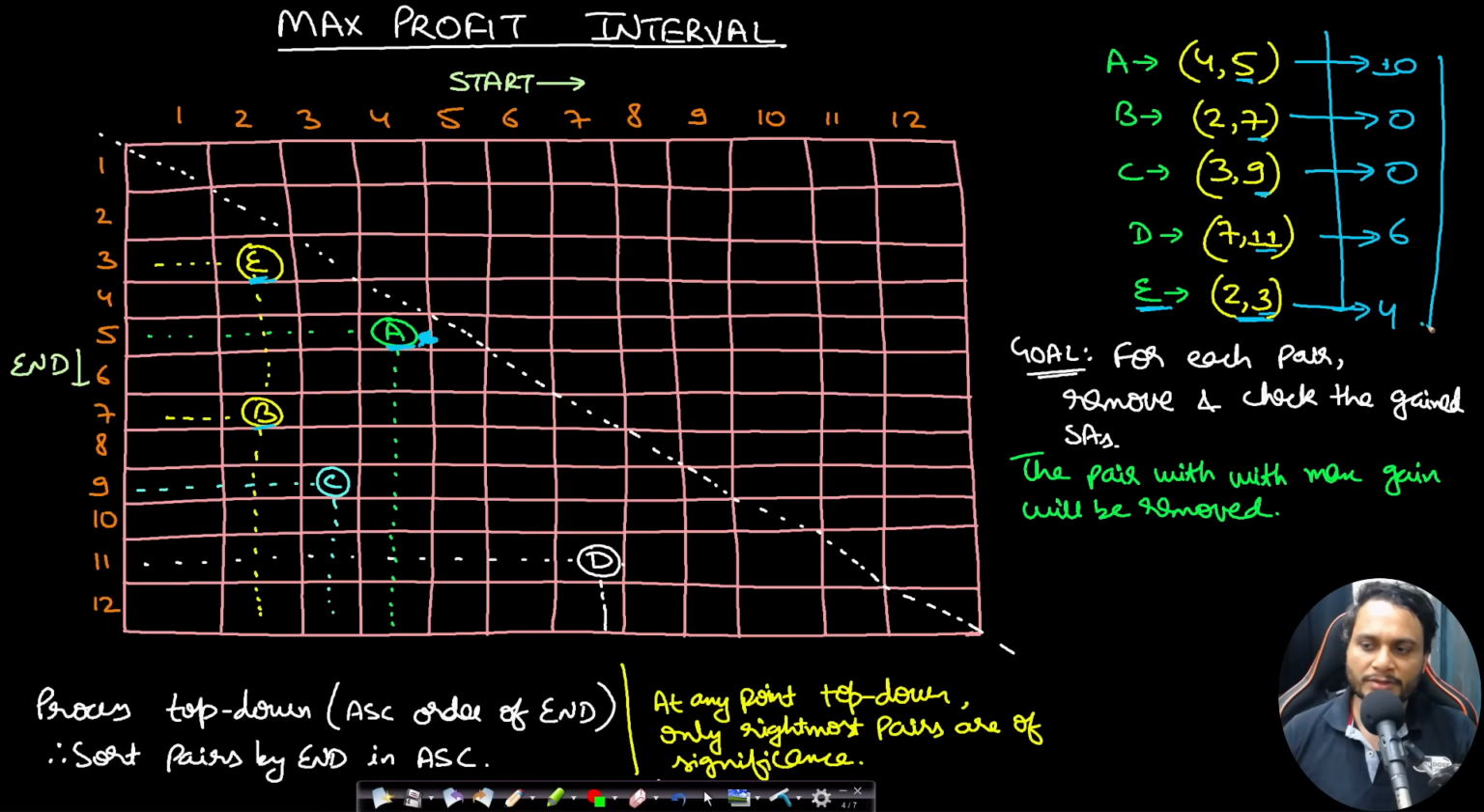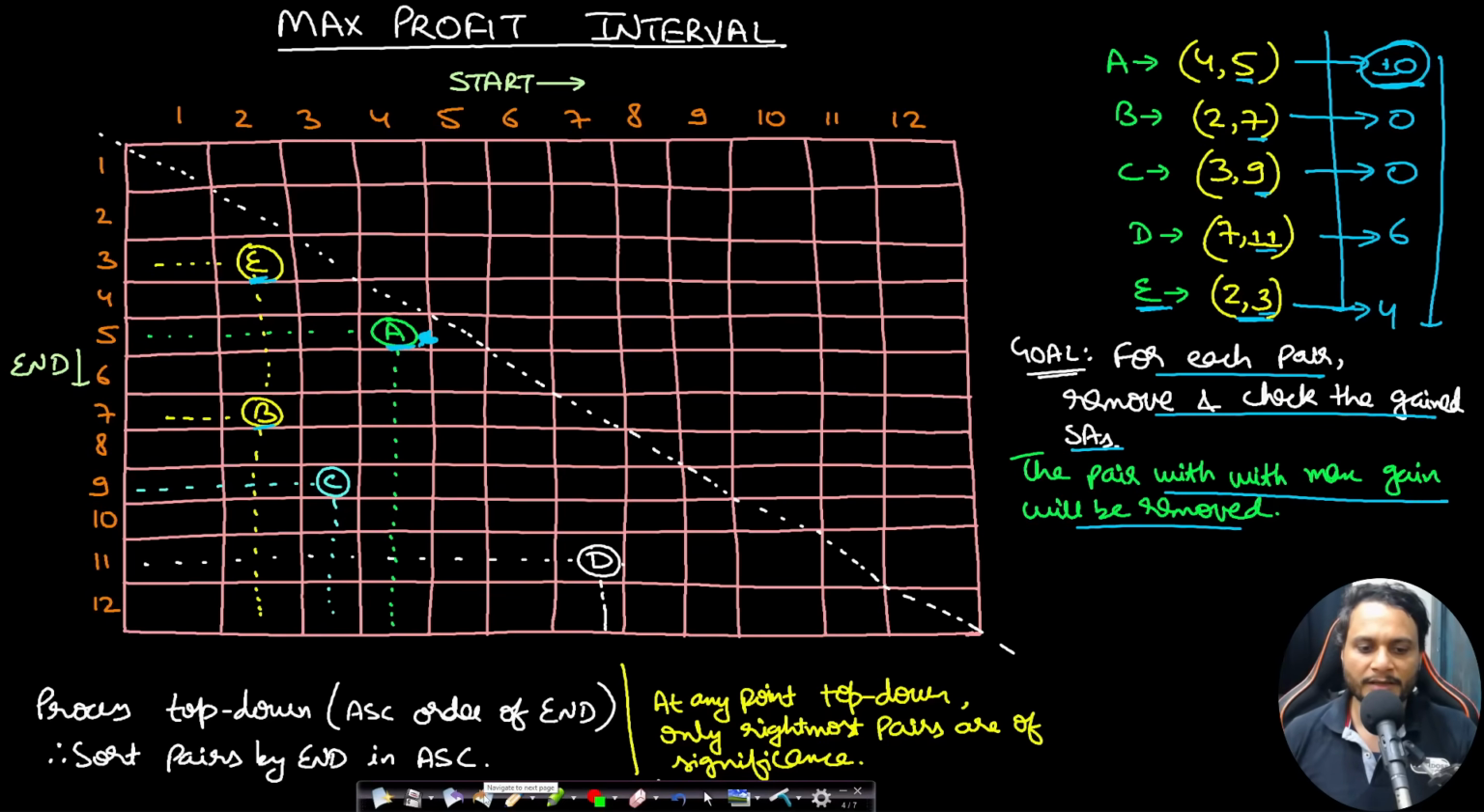Out of all these options, which one is giving you the max profit? The 10 is the maximum profit that you get. So maybe removing A would be the best option for us, right? So our goal is for each pair, remove and check the gained subarrays, and the pair with the maximum gain will be removed. The interval with the maximum gain will be removed, isn't it? So that should be our entire idea.